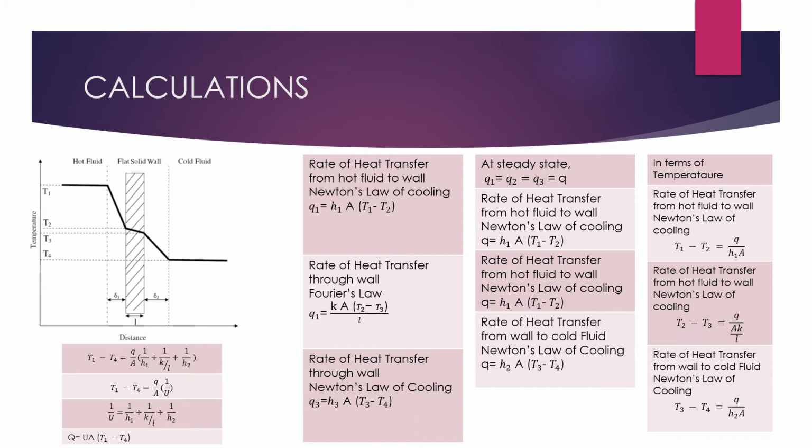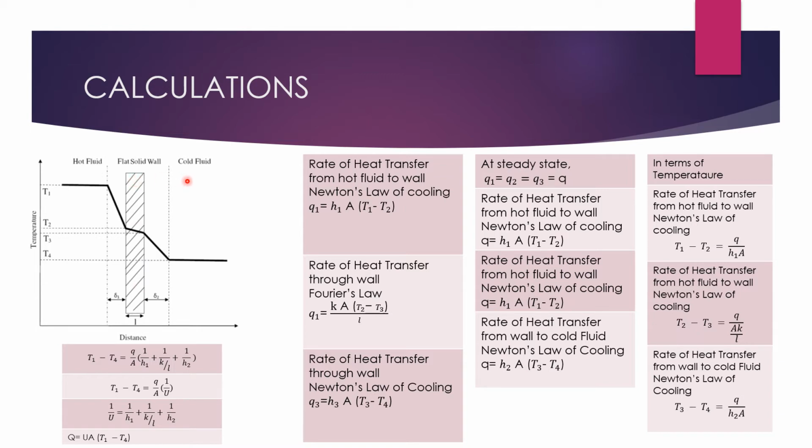So now we are going to derive the equation for overall heat transfer coefficient, and by using that equation we are going to calculate the rate of heat transfer throughout this system. To derive this equation, first we are going to calculate the rate of heat transfer between the hot fluid and the solid wall, the rate of heat transfer through the solid wall, and the rate of heat transfer between the solid wall and the cold fluid.